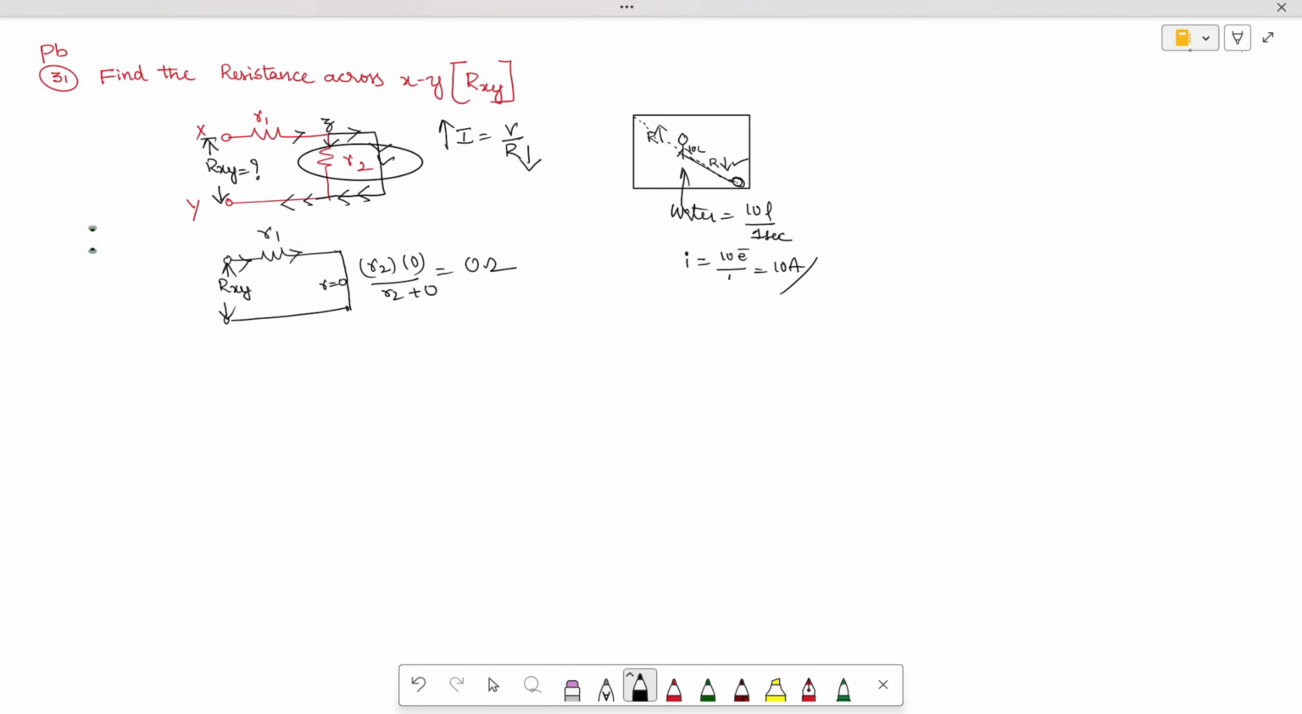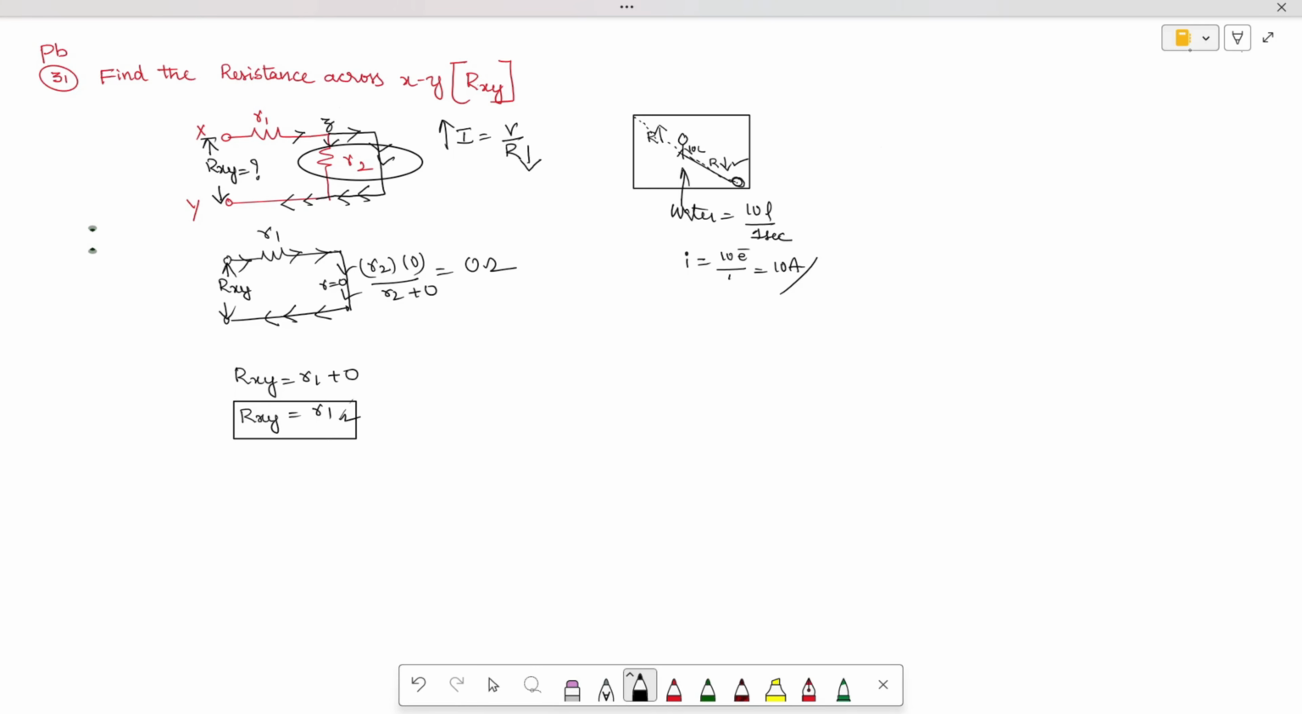Therefore, current flows across R1 and the same current will try to form a closed path. I can say this is 0. So R XY is equal to R1 plus 0. Therefore, the total resistance between the nodes X and Y is R1 ohms. This is the process of solving the problem. The resistance connected between X and Y is only R1.